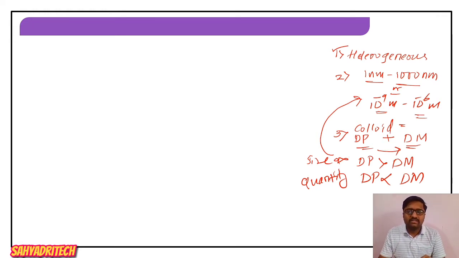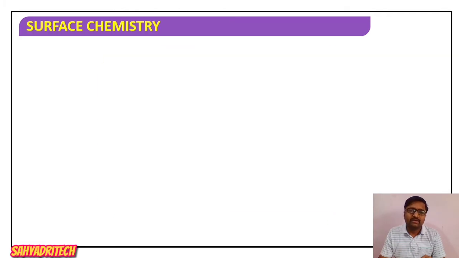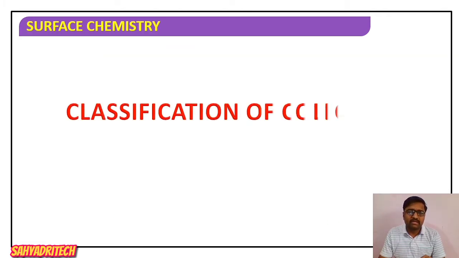Well, in this session we are going to continue with the rest of the part. It is the classification of colloids. That is, in this session I am discussing the classification of colloids. So we know the meaning of a colloid: it is a heterogeneous system where one substance is dispersed as larger particles in another substance.